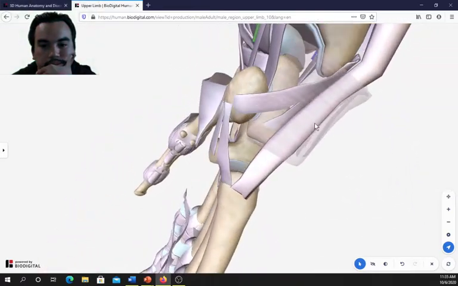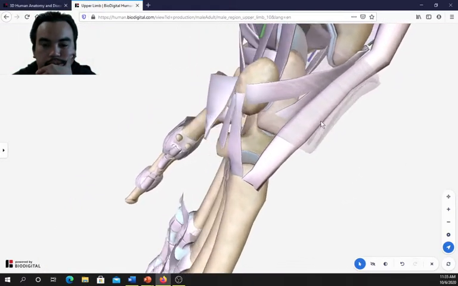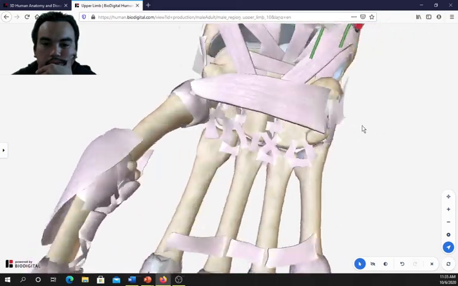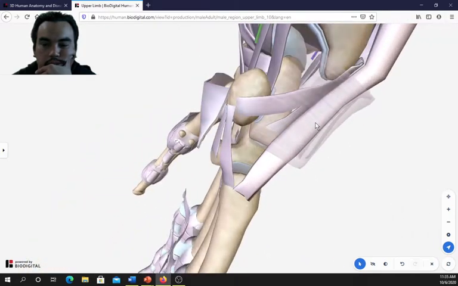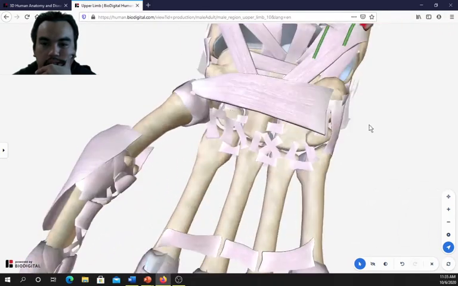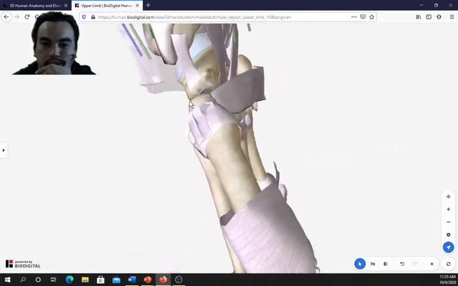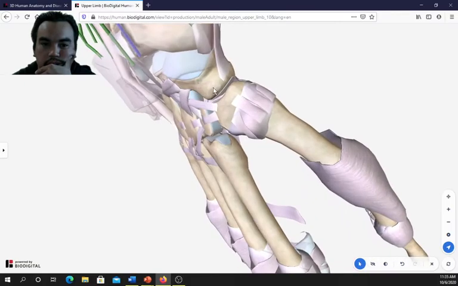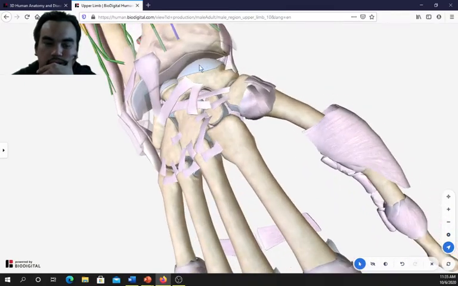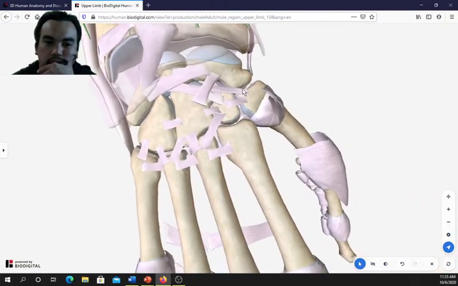And then you can see here all this space by the ulna. Look at all that space, right? A lot of space there. But when we look at our scaphoid and our radius, it's quite articulate, right? You see there's a lot of contact space there.